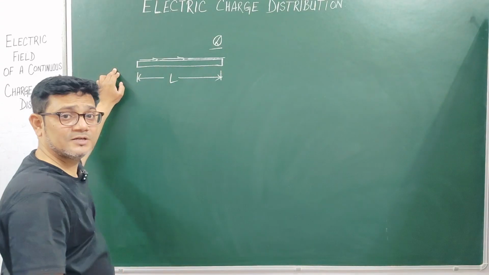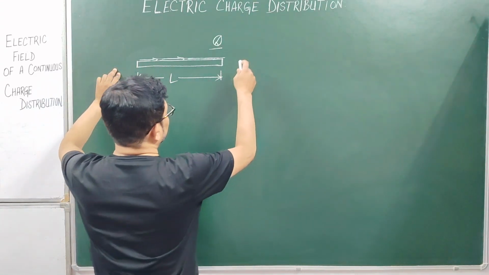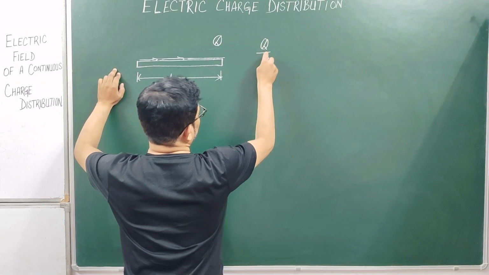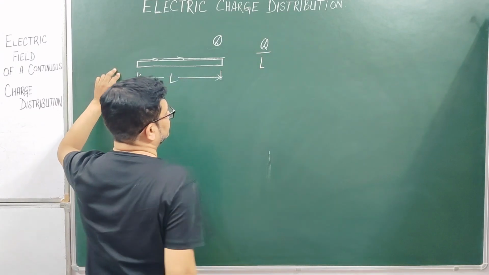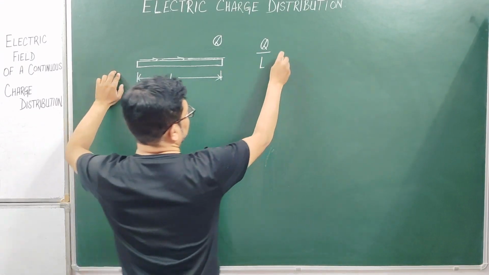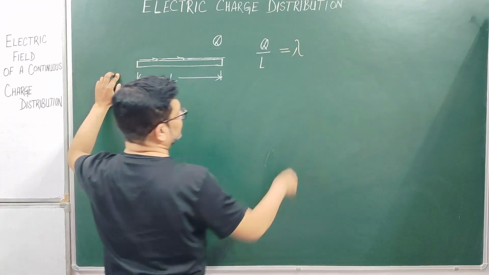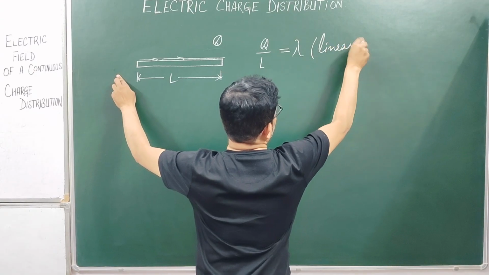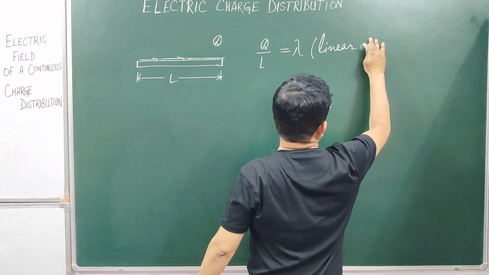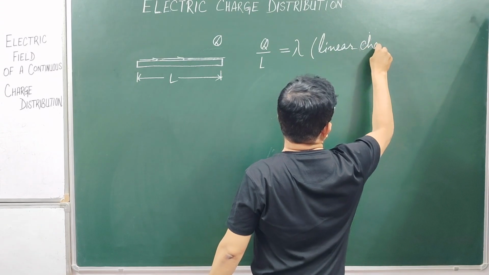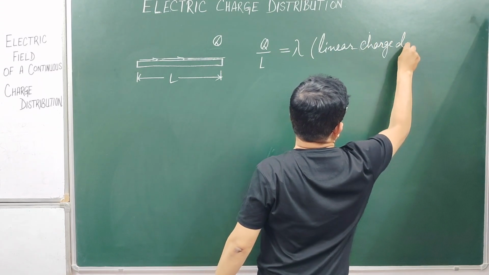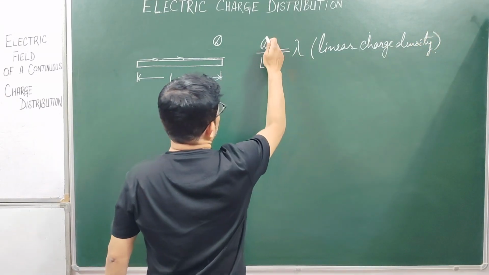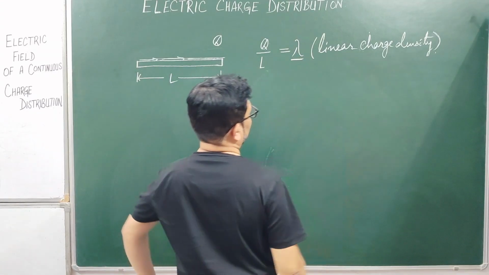So we can have some measure of the charge distribution. What could be the measure? We can write, what is the charge distribution per unit length? We'll call this lambda, the notation used. We will write it here: it's the linear charge distribution or linear charge density. So this lambda is the linear charge density.